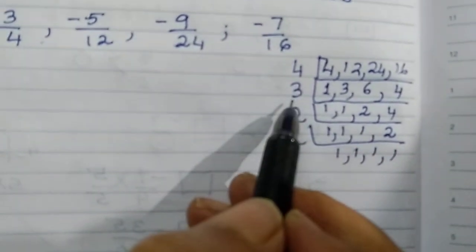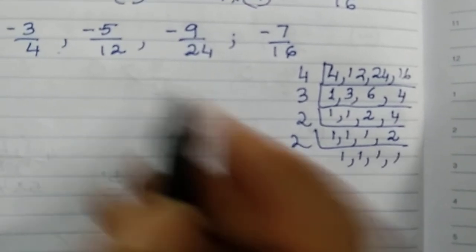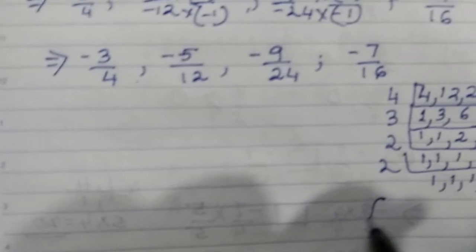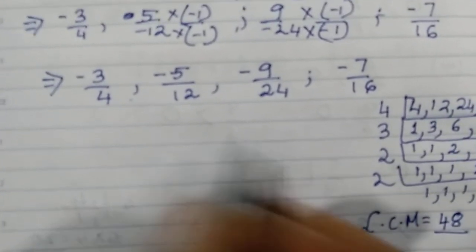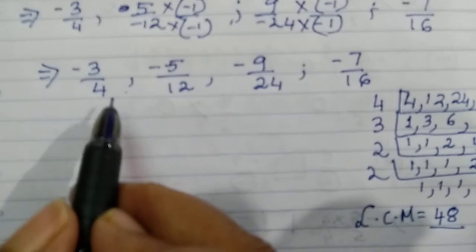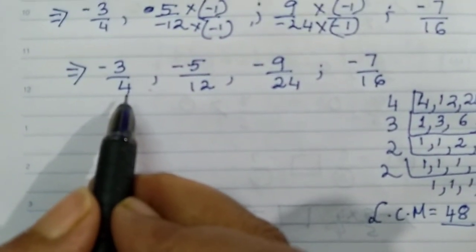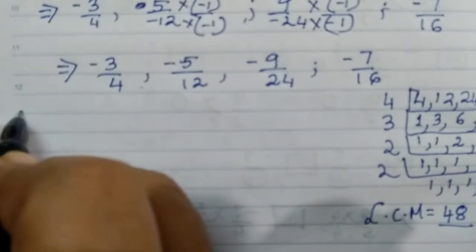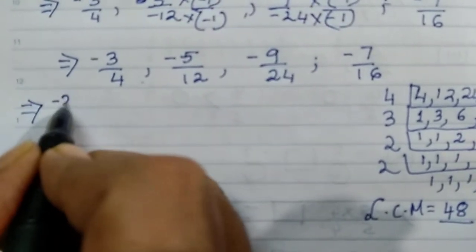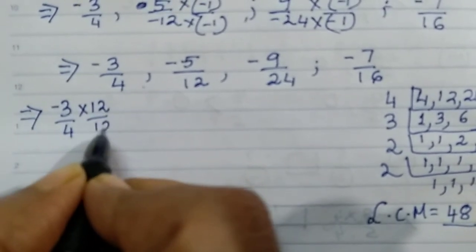So 4 into 3, 12, 12 into 2, 24, 24 into 2, 48. So 48 is the LCM. That means, what do I multiply 4 with in order to get 48? So I have to multiply it with 12. Not only the denominator, the numerator also. So I can write it as minus 3 by 4 into 12 by 12.